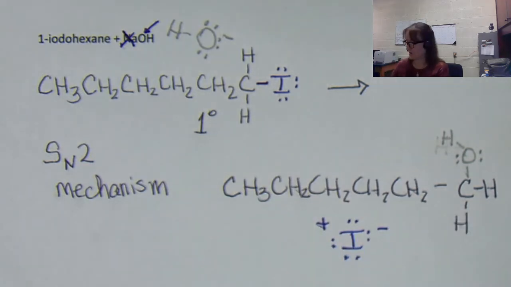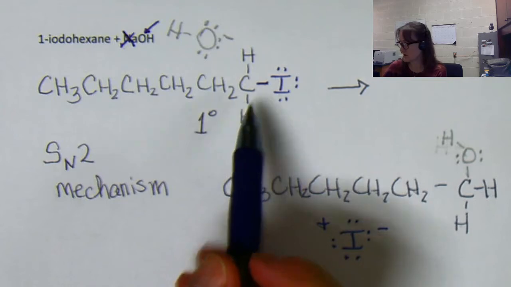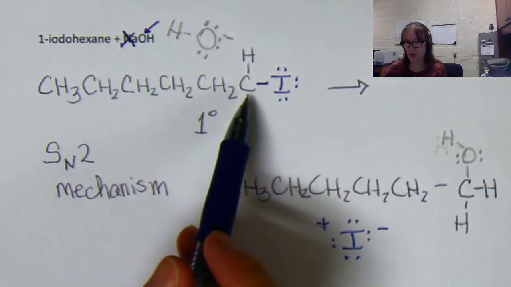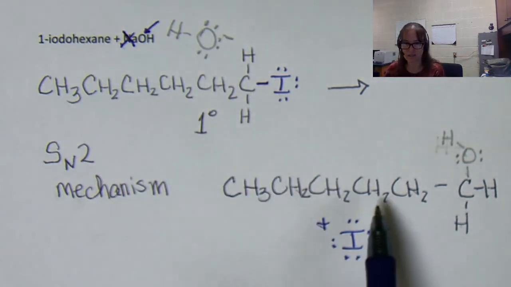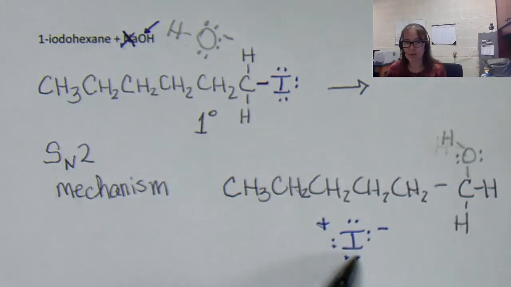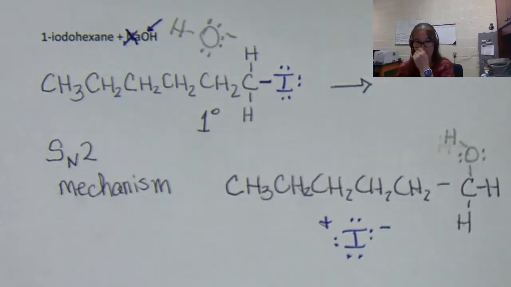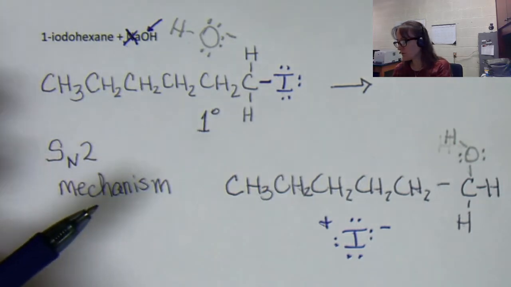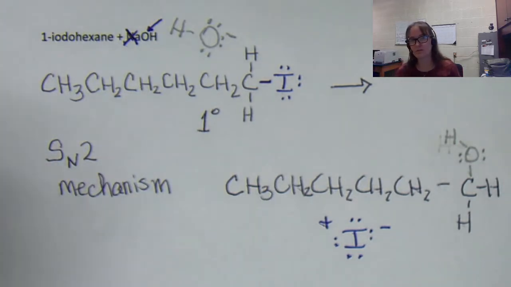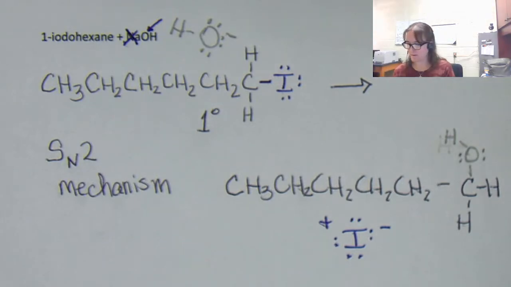Okay, so leaving group leaves, nucleophile takes its place on the same carbon, everything else looks the same, and your leaving group is by itself with all of its electrons plus the electrons from the bond. So the mechanism is how this occurs. And so the mechanism occurs via an Sn2. So what that means is that both reactants are forming bonds and breaking bonds in the same step.